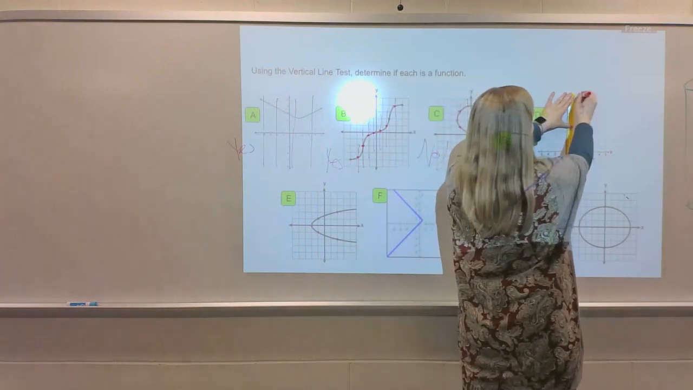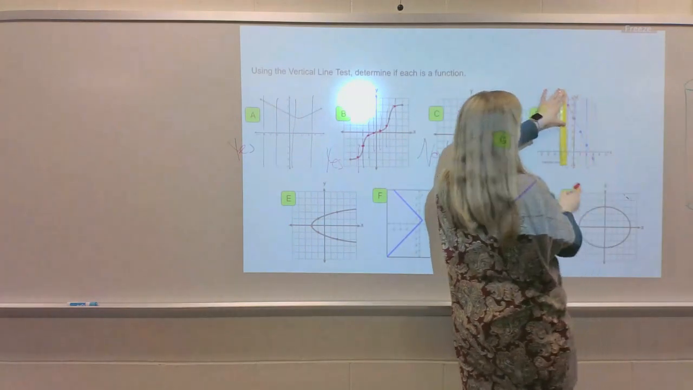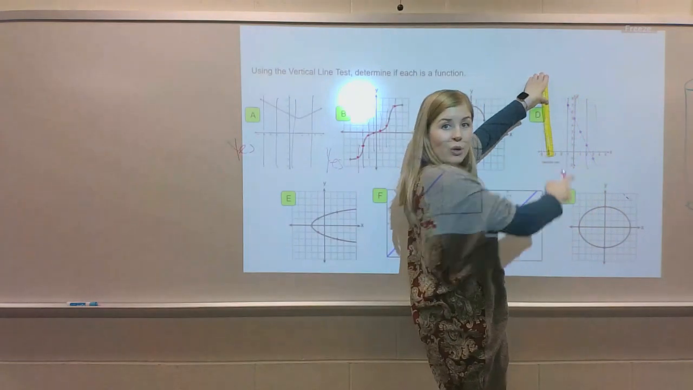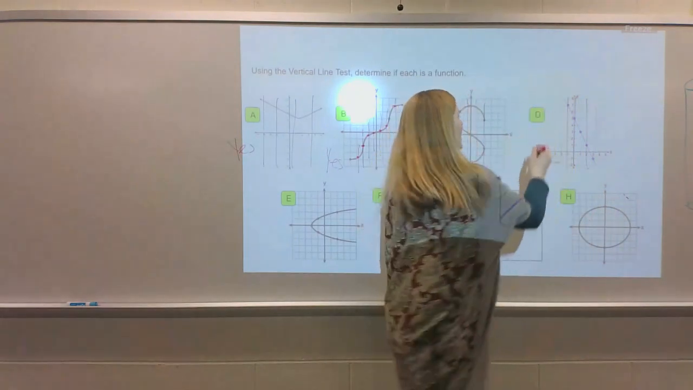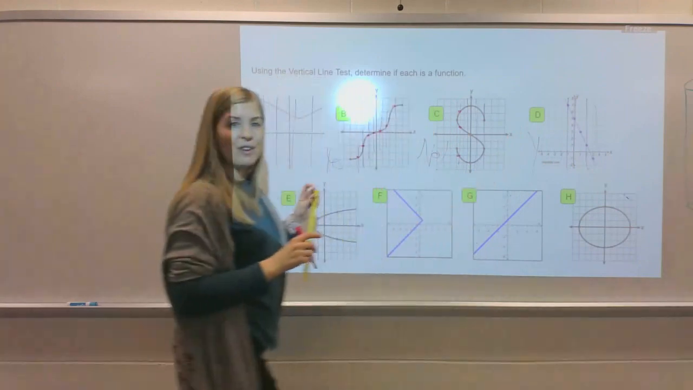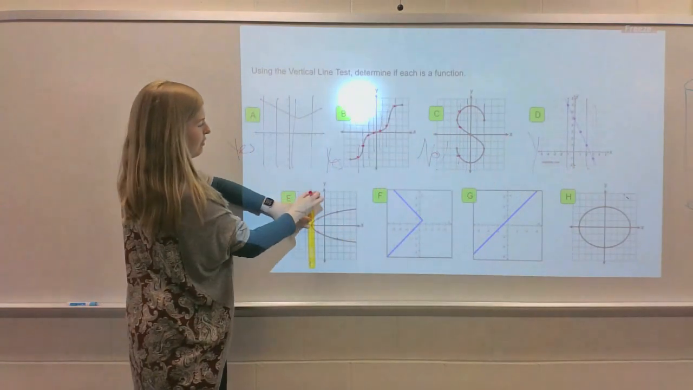Let's look at this one. Vertical line test. Do the vertical lines only hit the graph line once? Yes. This one is a function. Let's see for E.